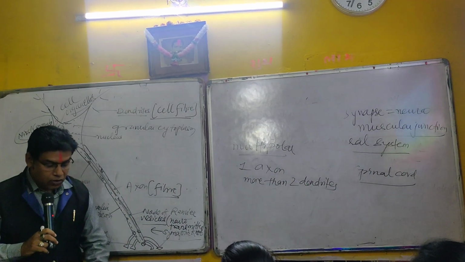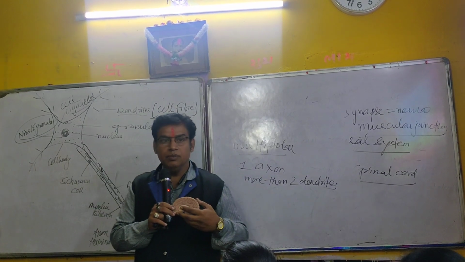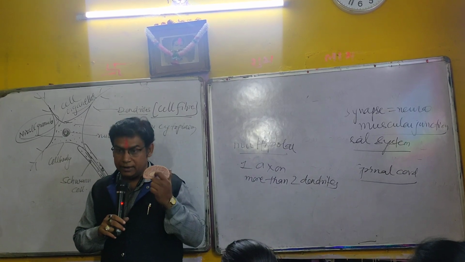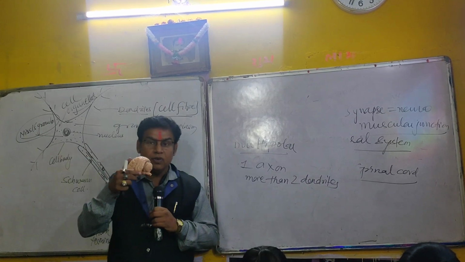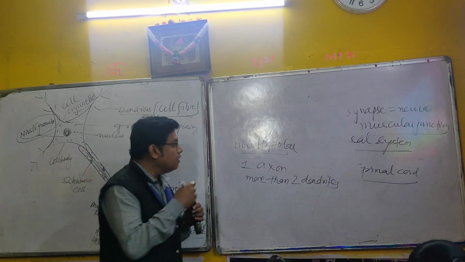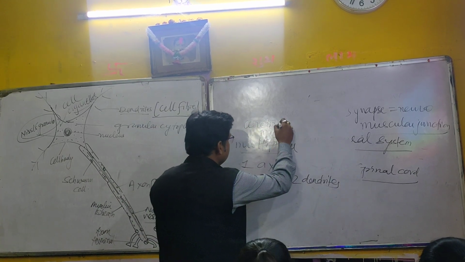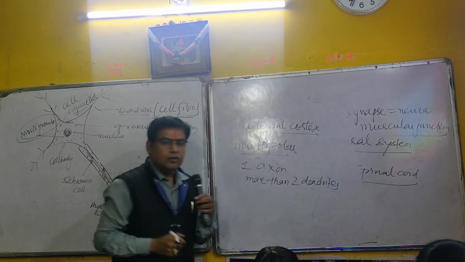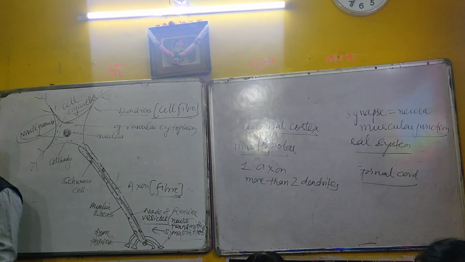This multipolar neuron is mostly found in this region. As you can see, this region is known as the cerebral cortex. You will find that the multipolar neuron is mostly found in the cerebral cortex, as I told you.